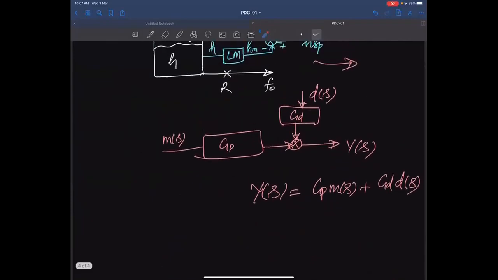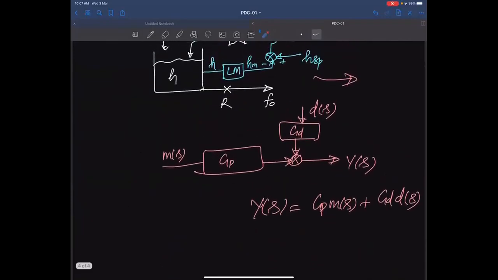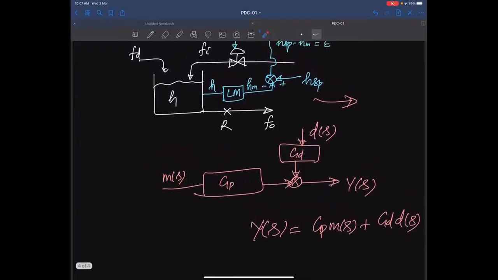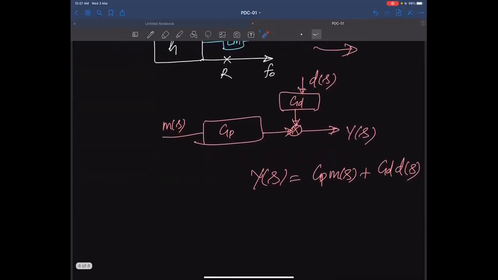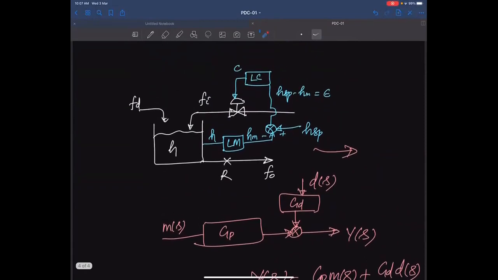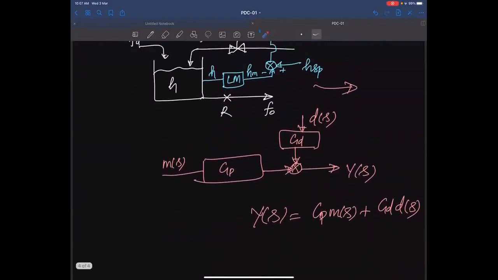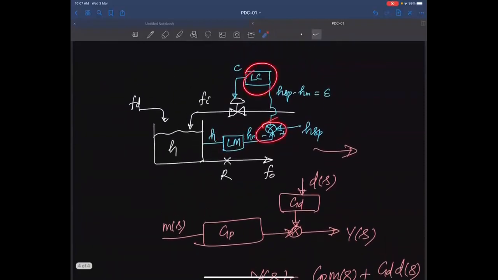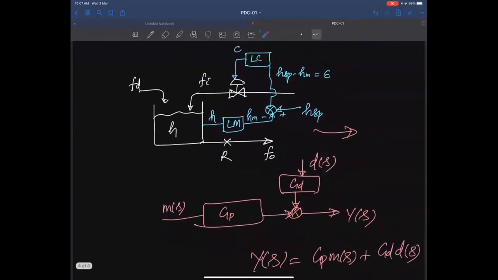Okay, how is this manipulated variable coming? What is the manipulated variable in the case of this level system? The manipulated variable is the inflow. Before that we have these blocks like measurement, comparator, and controller. So we'll start from this measurement first.